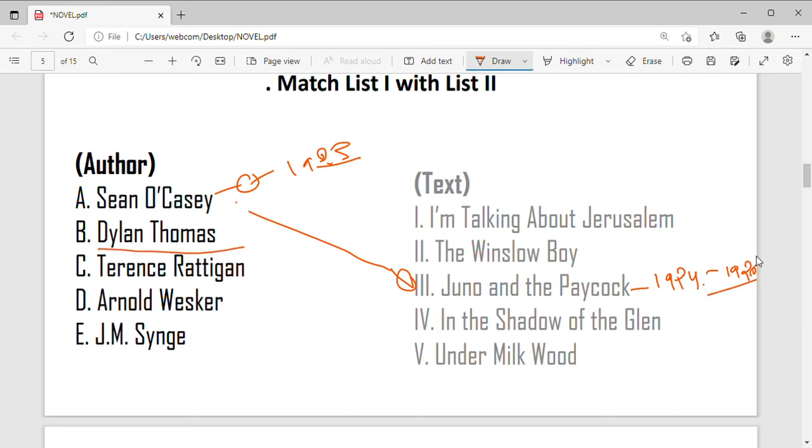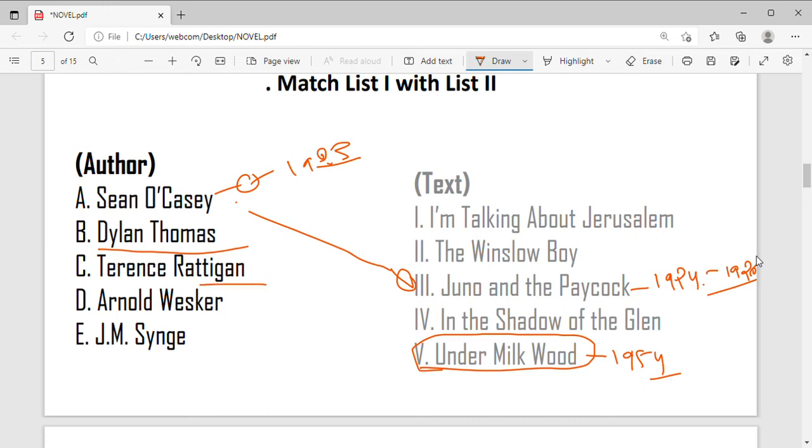Dylan Thomas, very famous for his poem called Do Not Go Gentle Into That Good Night. And his important work is Under Milk Wood. It is a radio drama published in 1954.